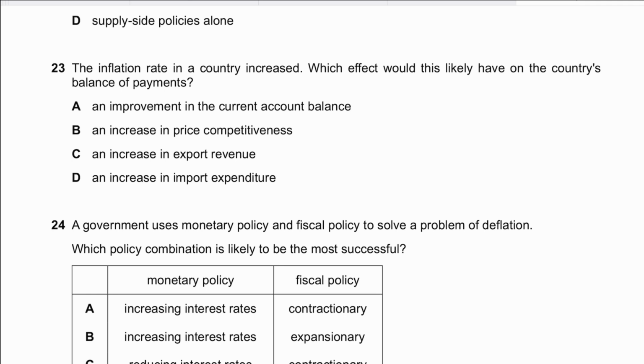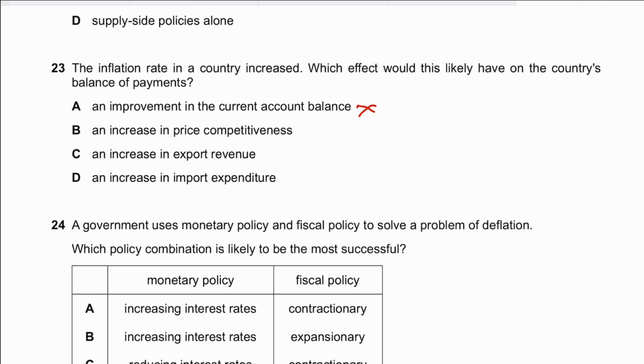And so option A is saying an improvement in the current account position, and this is unlikely because higher inflation would worsen the current account balance, because exports would go down as they would become uncompetitive, and imports would become relatively cheaper as compared to domestic goods. So A is not the answer.